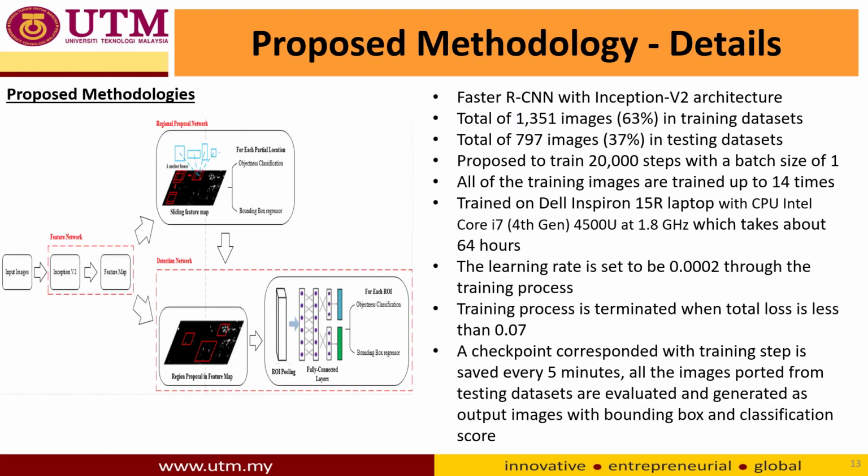What we use is a Faster RCNN with Inception version 2, where 63% of the data set is used for training and the remaining 37% is used for testing. We train for 20,000 steps with a batch size of 1, and the training was done 14 times on our 4th generation Intel laptop, which took about 64 hours. Our learning rate is 0.0002, and the process is terminated when the loss is less than 0.07.